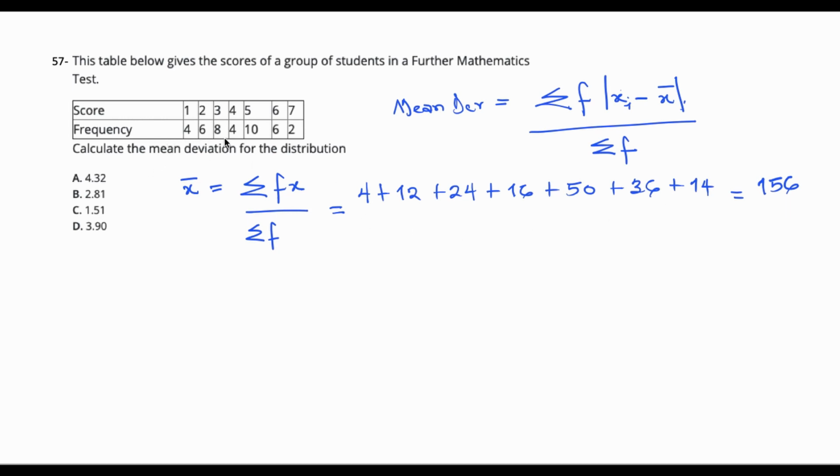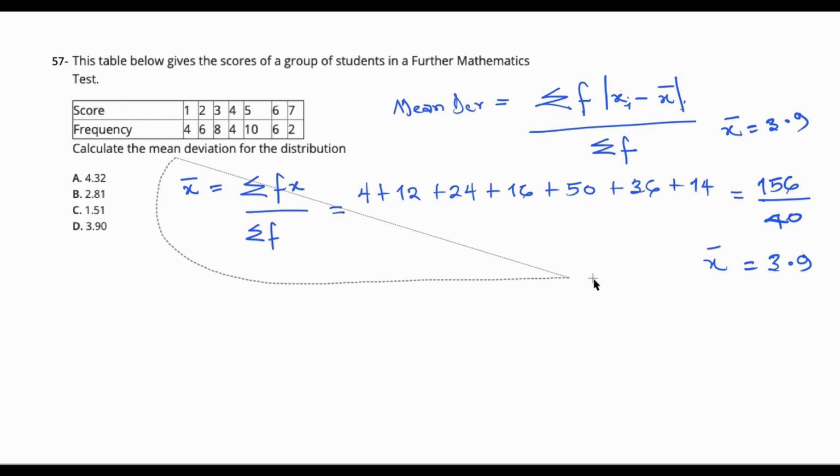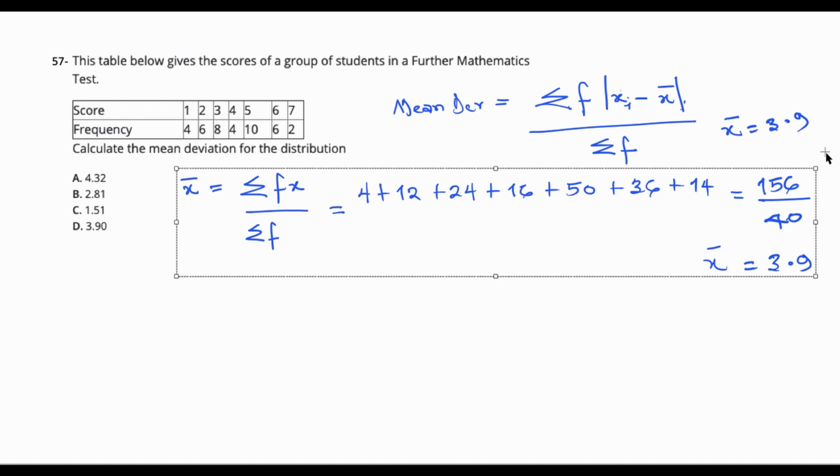Now if we add all these up, we would have 156. And if we add up all the frequencies, just 4 plus 6 plus 8 and all that, we'll have that the summation of our frequency equals 40. So 156 divided by 40 is equal to 3.9. So our mean is equal to 3.9. So let's just write that down here. Our mean equals 3.9.